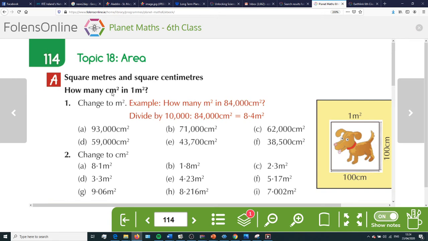Well, I know there's 100 centimeters in a meter. So that means there must be 100 square centimeters in 1 meter squared. Unfortunately, I'd be really, really wrong.